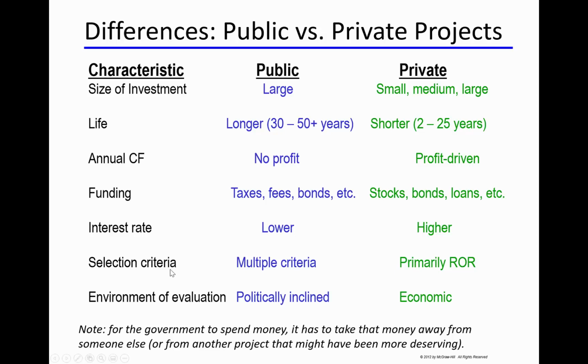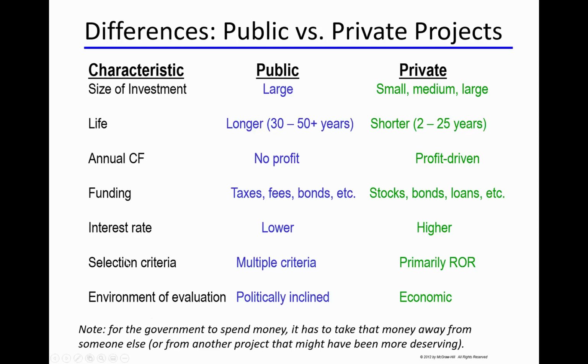Okay, selection criteria. Remember, you choose the alternative in a private project based on the rate of return. You want to maximize your profits and find the highest external rate of return. That's how you choose which option. It's all about the profit. But in public projects, there are other criteria besides economics. There can also be social, environmental, safety, and public health factors, and so there are other factors to consider besides just the economics of it.